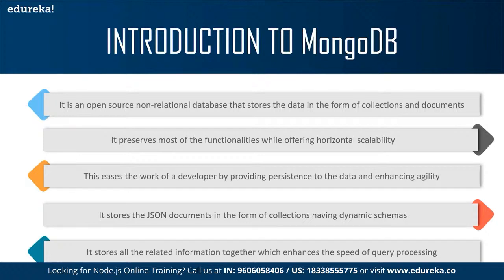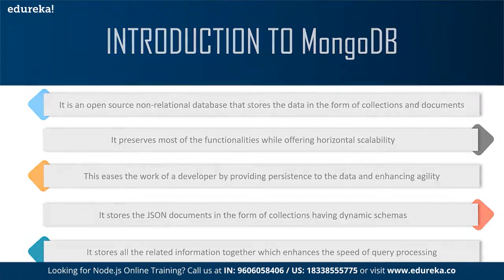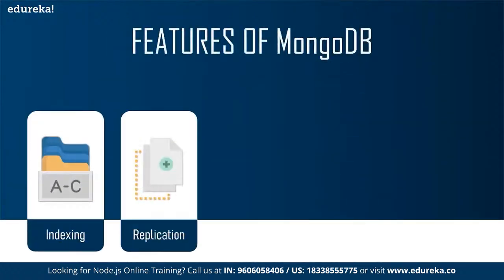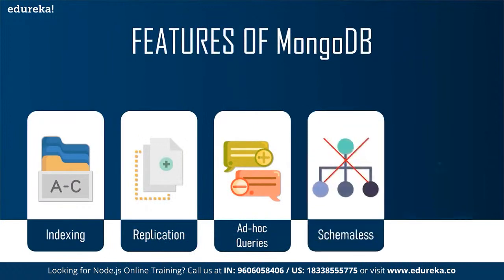There are different workarounds or solutions to do relations between MongoDB collections, but generally they are not practiced a lot. Features of MongoDB. The first features are indexing, replication, ad hoc queries, schemaless, and sharding.